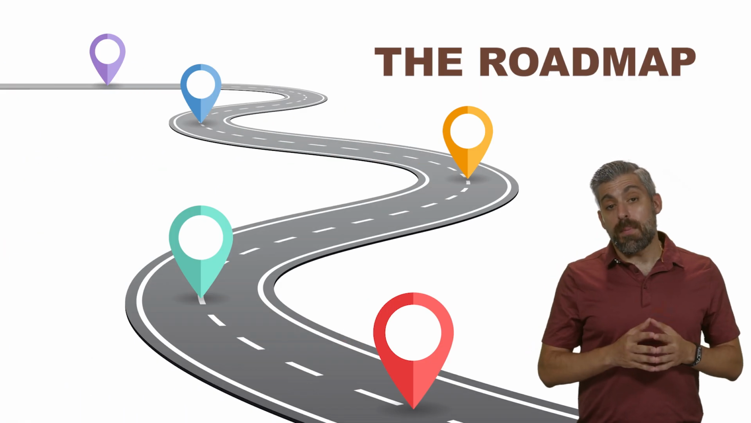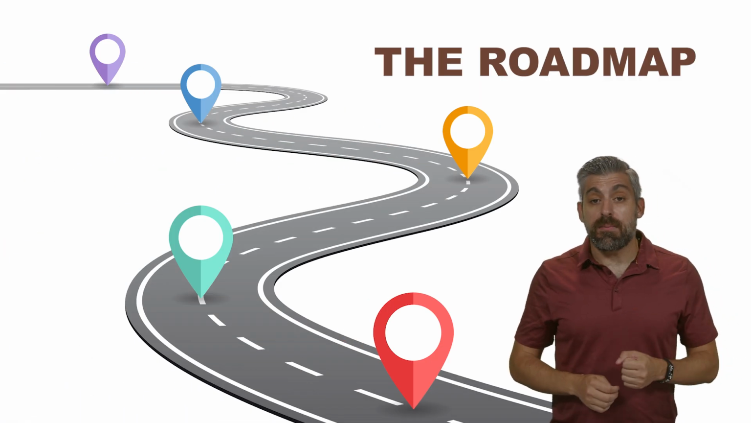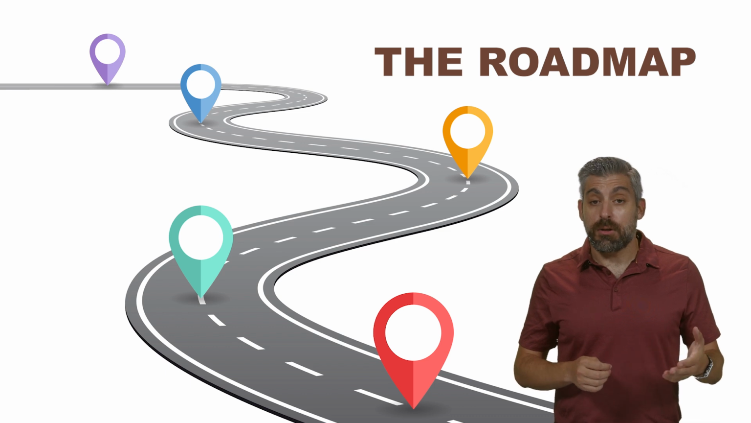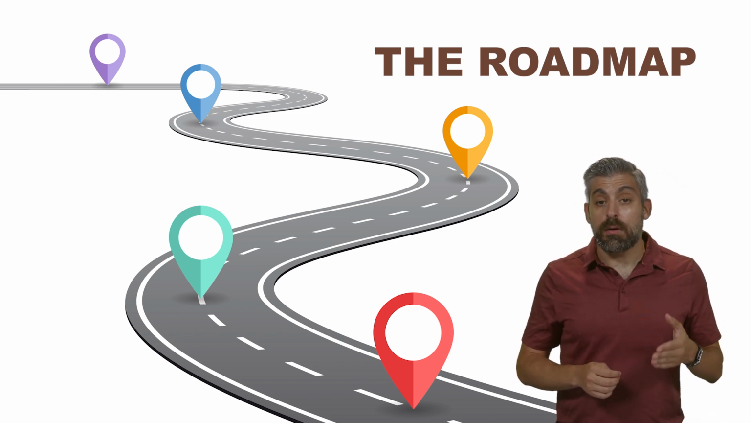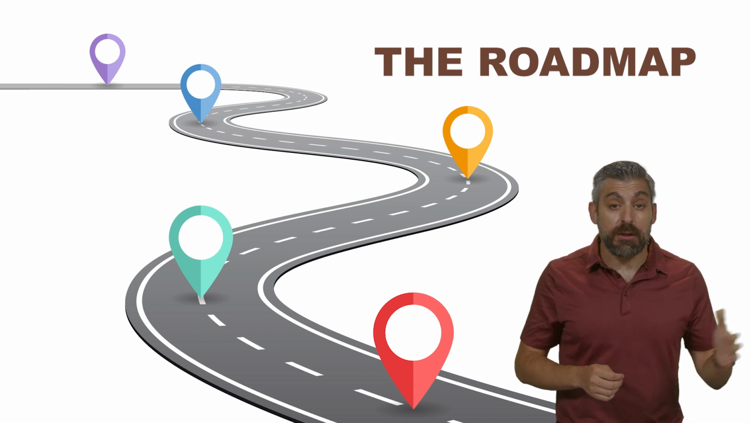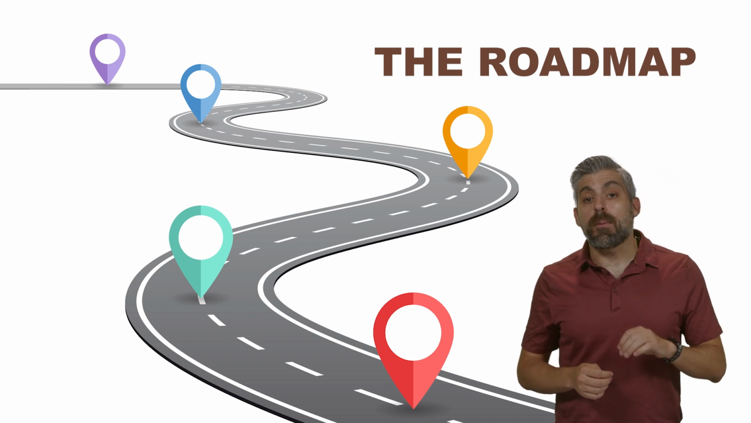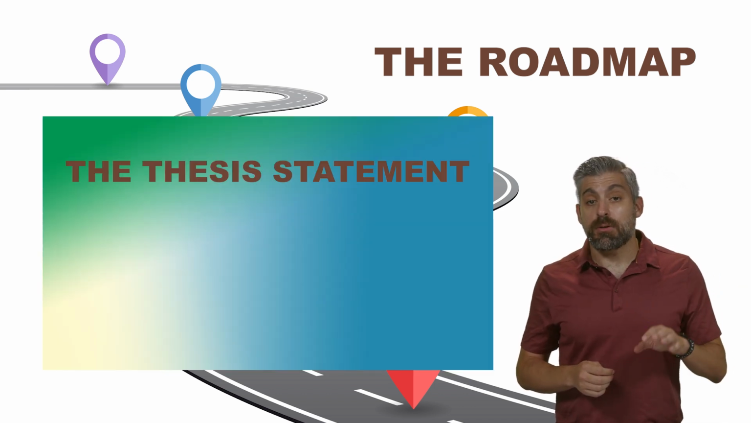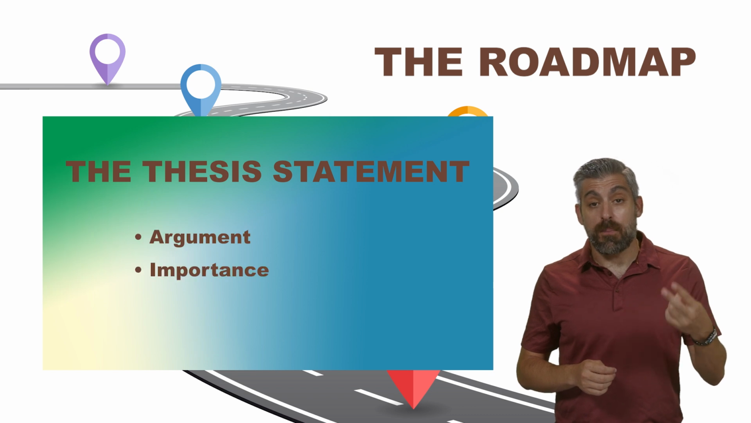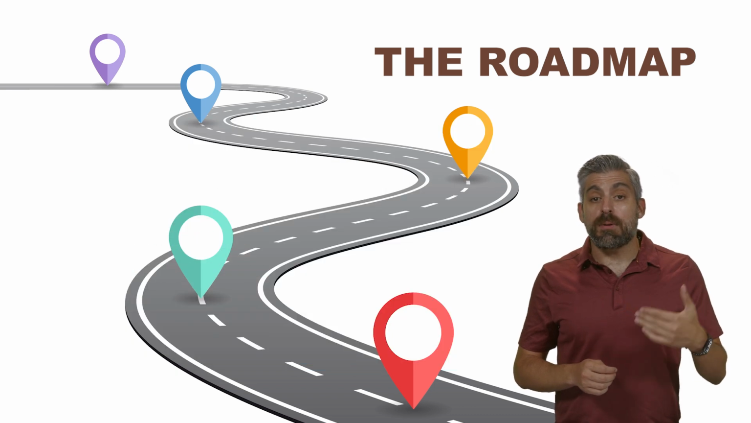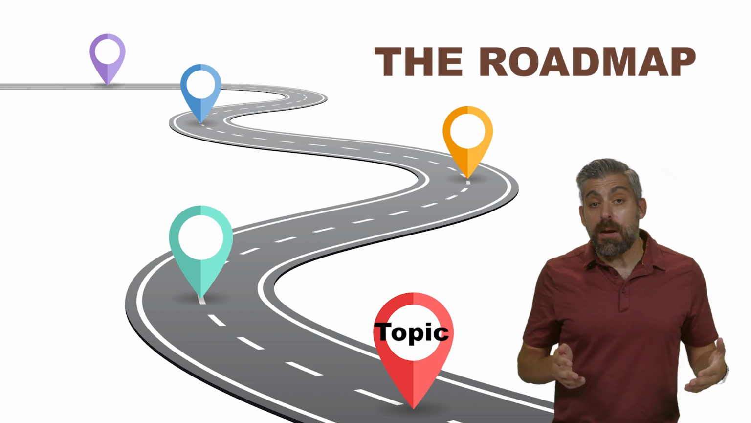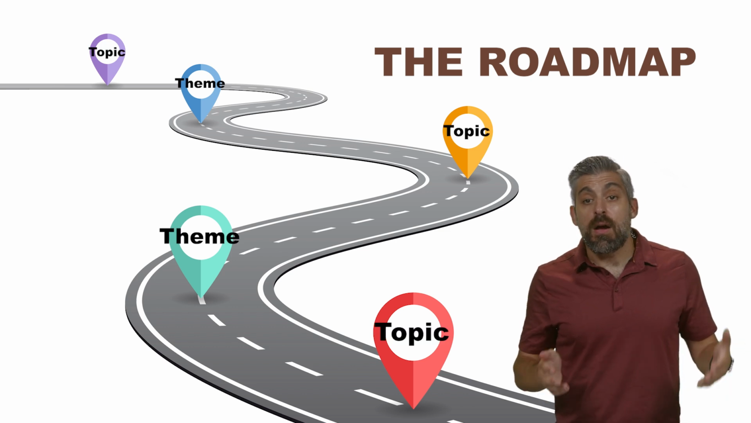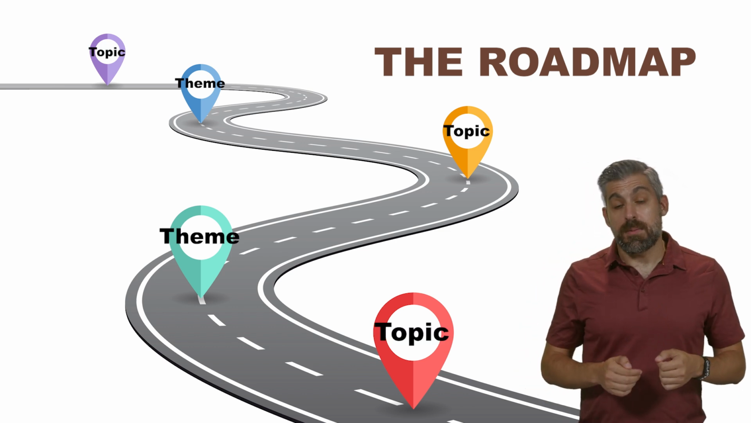Let's shift to the roadmap. The roadmap may seem like an afterthought, and it is unfortunately often treated like one, but it is actually a really important second step that finishes off the thesis. Remember, the thesis statement tells the reader the paper's argument and importance. The roadmap tells the reader how you are going to get there. What are your paper's main topics or themes? Those go in the second sentence.